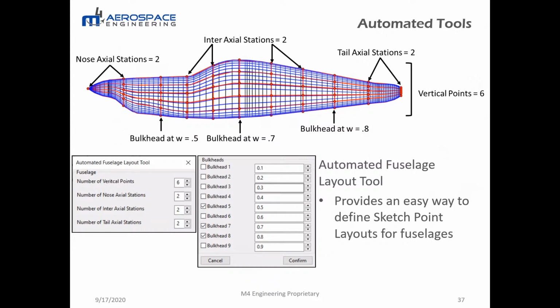The other automated tool we have is the automated fuselage layout tool. The automated fuselage layout tool lets you define the number and parametric location of bulkheads and the number of axial stations between the bulkheads. Again, after the tool has been run, you can further go in and edit the sketch point layout to make it more what you want.